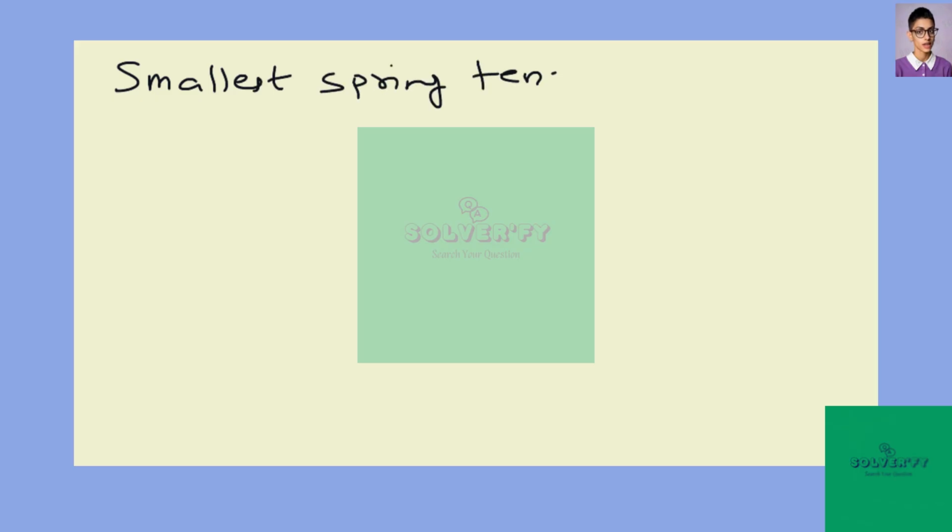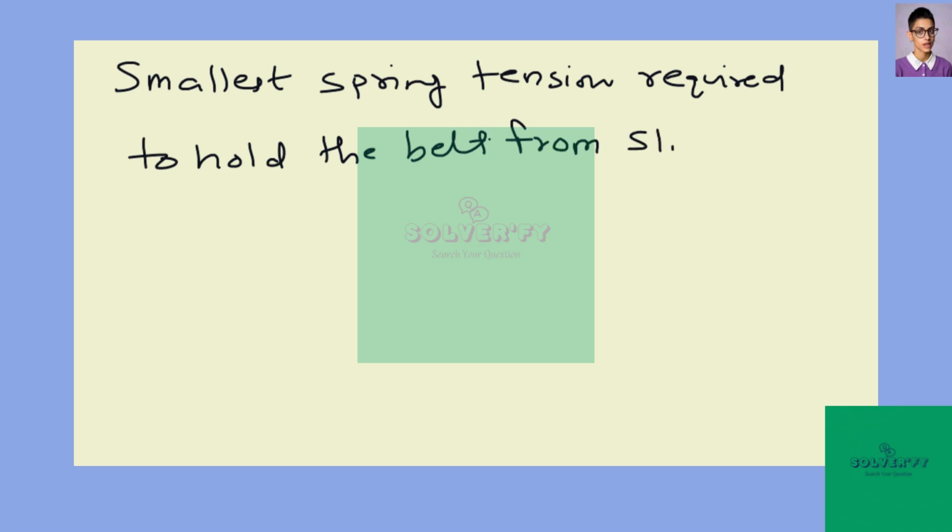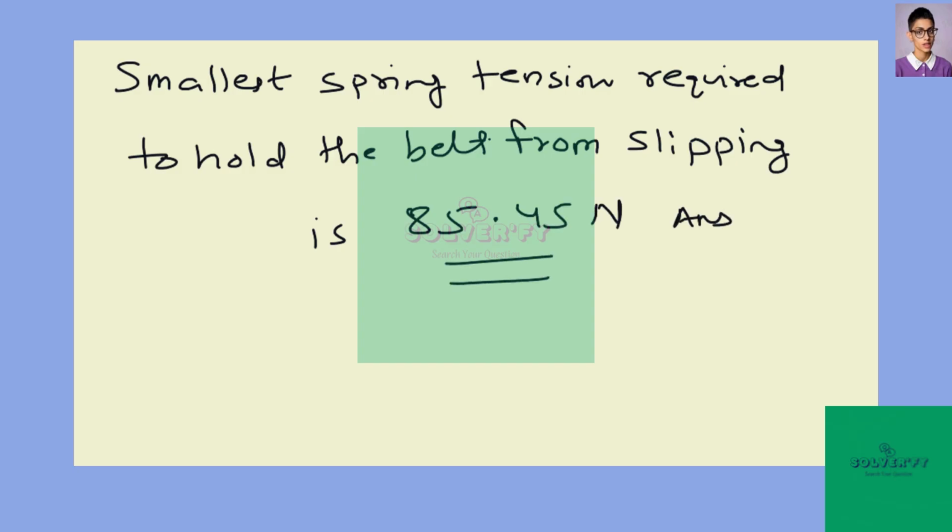Now going further, we will write the smallest spring tension required to hold the belt from slipping is 85.45 Newton. That is our answer.